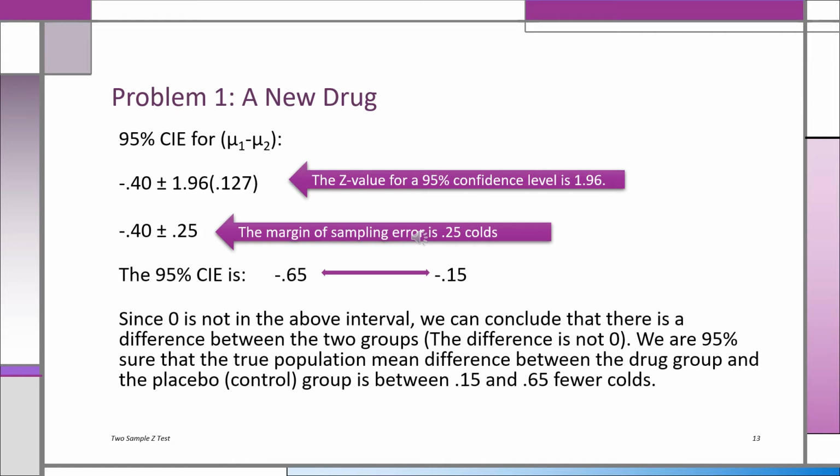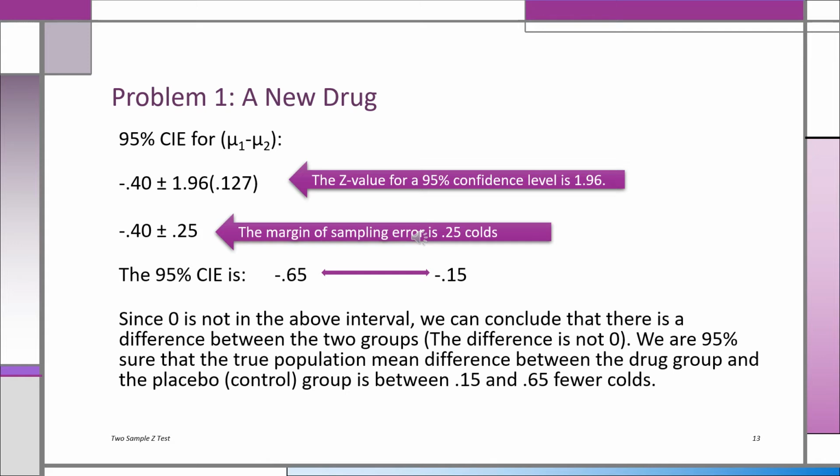Basically, that's how you would report it. You found a 0.40 difference with a margin of error of 0.25. Or if you write it out, you'd show that the 95% confidence interval is: the drug definitely causes fewer colds, but you're 95% sure it could be anywhere from 0.65 colds less all the way to negative 0.15.